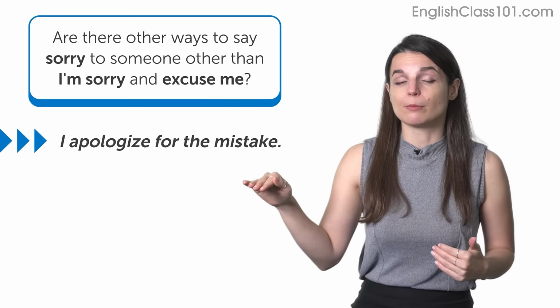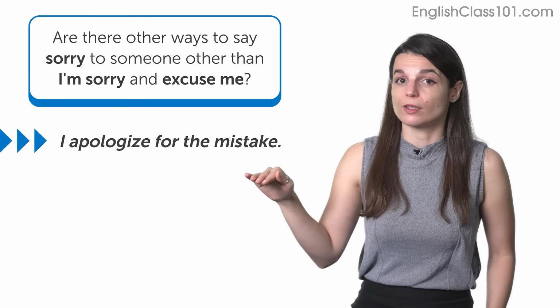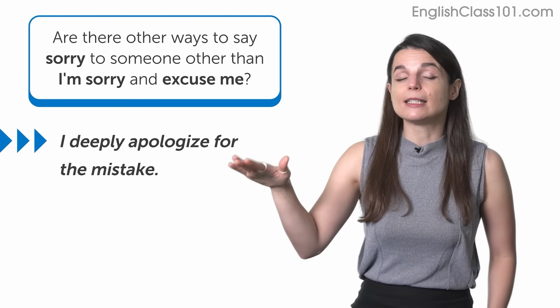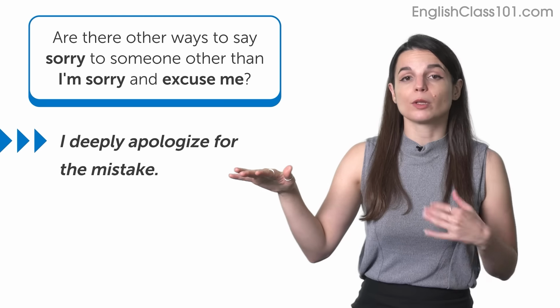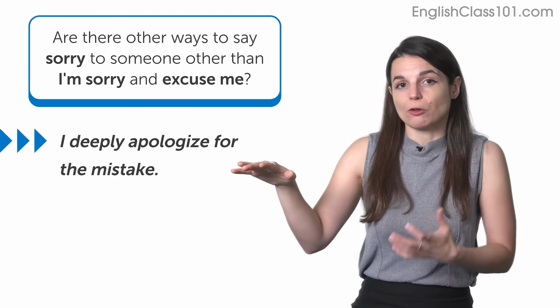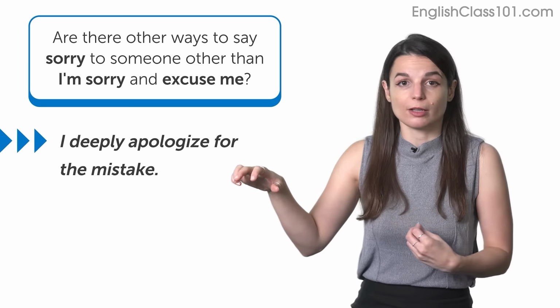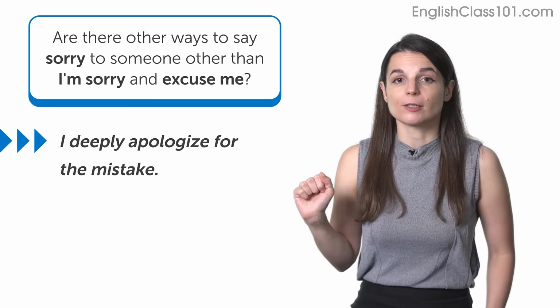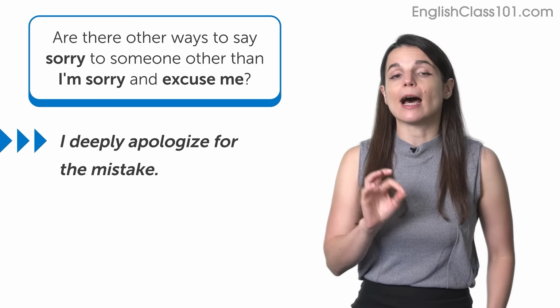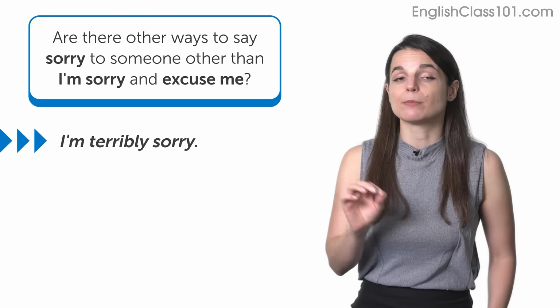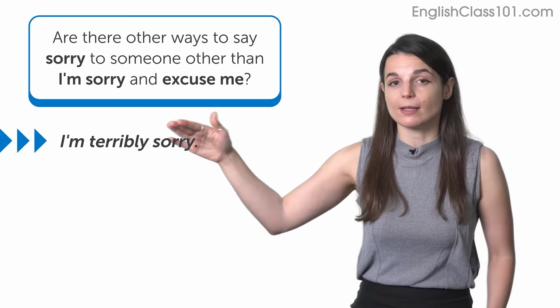If you make a really big mistake and you want to express that you feel sorry for it, you can say, I deeply apologize. Generally, using deeply shows that you feel that emotion more strongly. So, I deeply apologize. Another thing that you might see is, I'm terribly sorry. I'm terribly sorry for something, something, something.